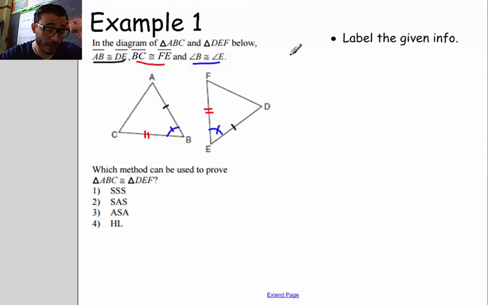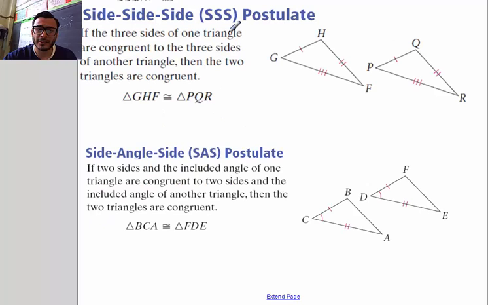Now to decide which method can be used to prove that the triangles are congruent. We basically have 5 methods, and I'm going to go over them very briefly right now, and then we'll decide which one is appropriate for example 1. So we've got the side, side, side postulate, and it basically says if 3 sides of one triangle are congruent to 3 sides of another triangle, then the 2 triangles are congruent.